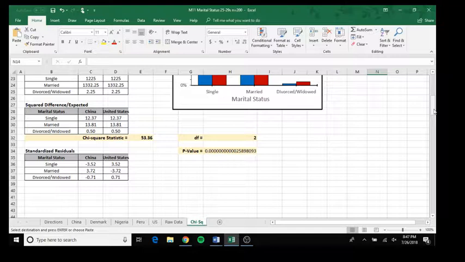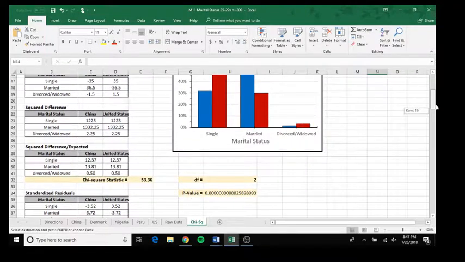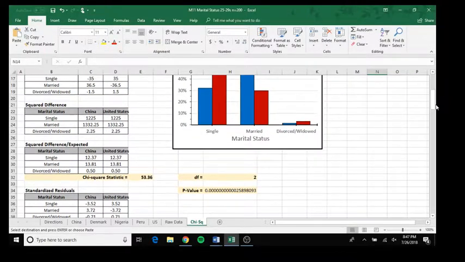So for the chi-square statistic, it will be 53.36, and for my degrees of freedom, it's going to be 2, just because the categorical variables that I'm working with are single, married, and divorced/widowed. So I'm taking all 3 of those, and I'm taking away 1, which will make my degrees of freedom 2, and my p-value is that.